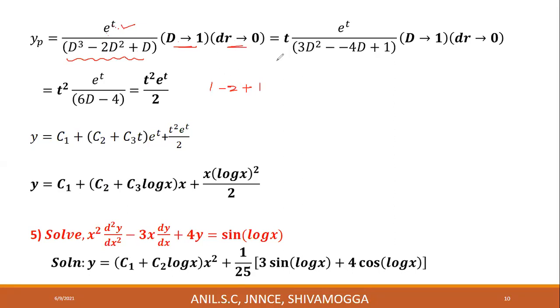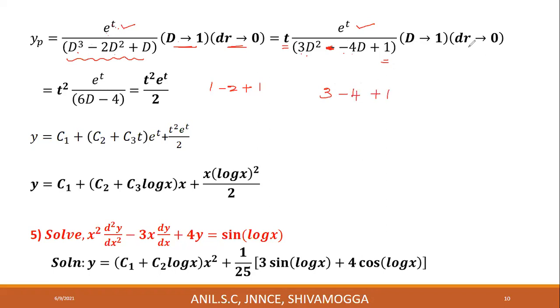Denominator tends to 0. In such cases, multiply by t. Keep the numerator as it is. Differentiate the denominator. Derivative of d cube is 3d square. Minus 2d square is minus 4d. Plus derivative of d is 1. Replace d by 1. What happens here in the denominator? 3 into 1 square is 3. Minus 4 into 1 is minus 4 plus 1.